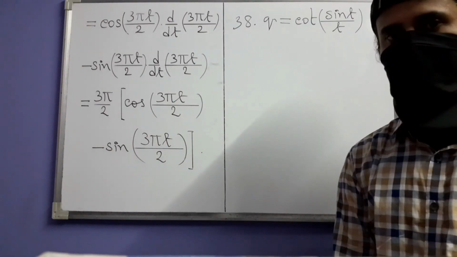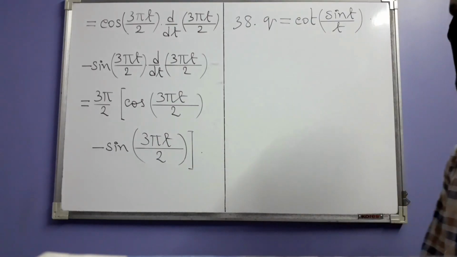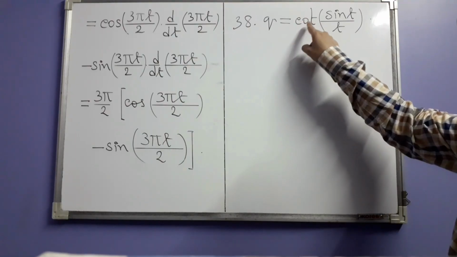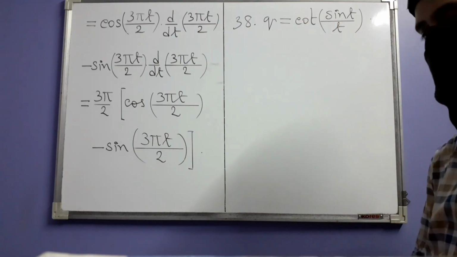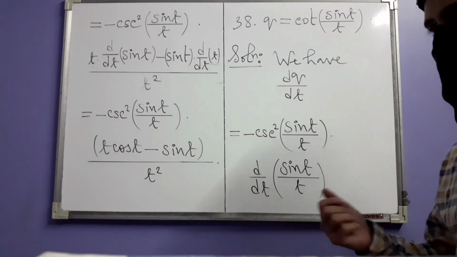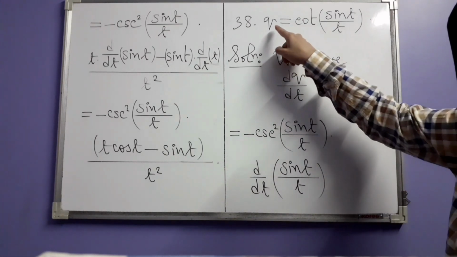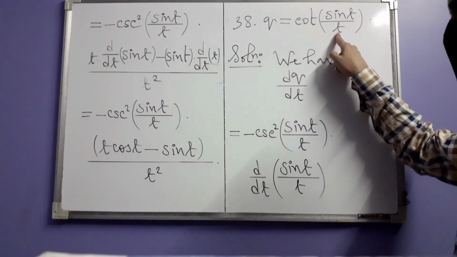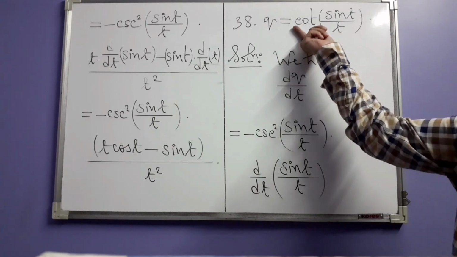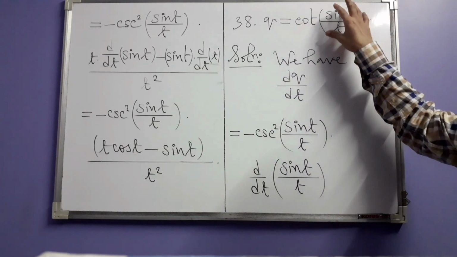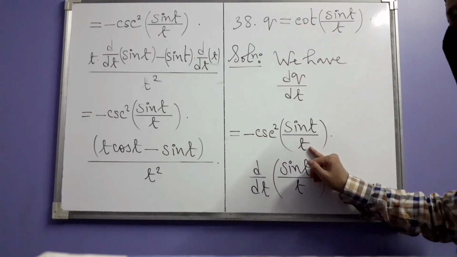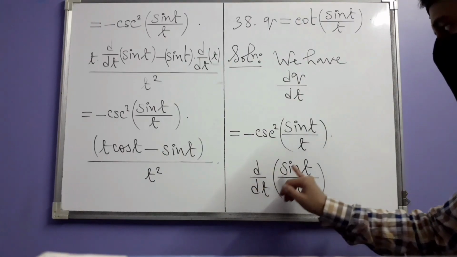Next, let us consider this number 38. This one is going to be a little cumbersome. Here q equals cot of sine t divided by t. Here the solution immediately uses the chain rule in its outside inside form. So here the dependent variable is q and independent variable is t. So the derivative is dq/dt. So first you differentiate the outer room keeping the inner room intact. Because you have cot, you get minus cosecant square of sine t divided by t, and then you multiply that with the derivative of the inner room.